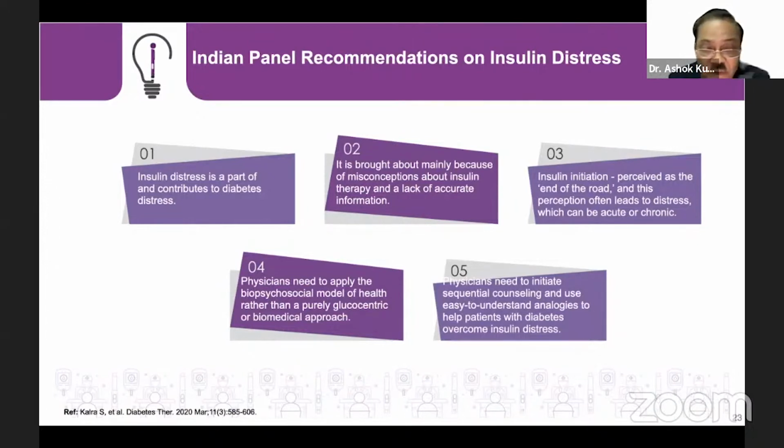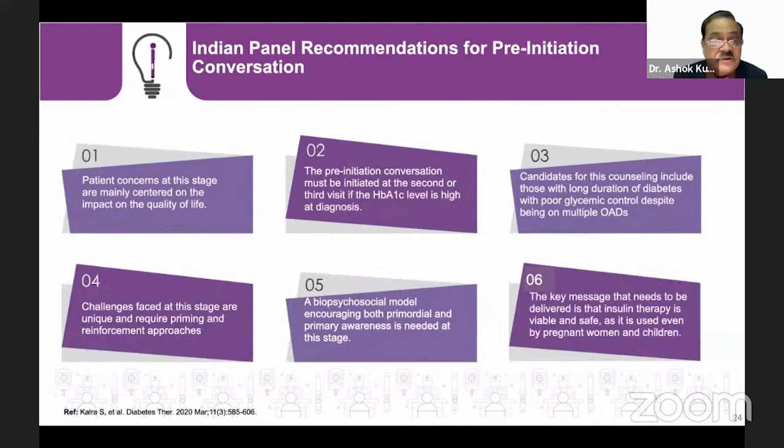Number 4, physicians need to apply a biopsychosocial model of health rather than a purely glucose-centric approach. It is not only for glucose control that I'm giving insulin. I'm giving insulin for multifarious reasons. It's a drug, an instrument, an agent which can take care of a gamut of things. Number 2, physicians need to initiate sequential counseling and use easy-to-understand examples to take care of the patient.